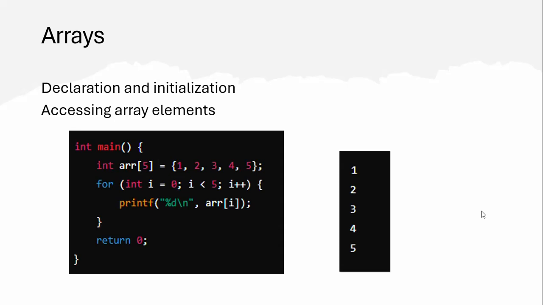Here i will start from 0. Array of 0 is 1, array of 1 is 2, array of 2 is 3, array of 3 is 4, array of 4 is 5. So this will run from 0 to 4 and print all the elements of the array.